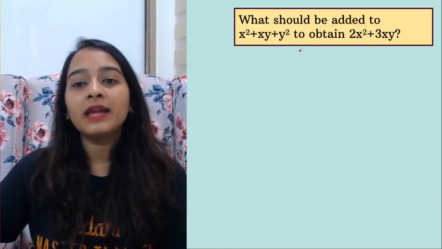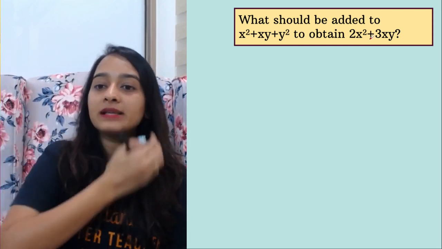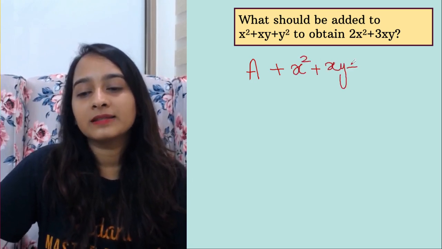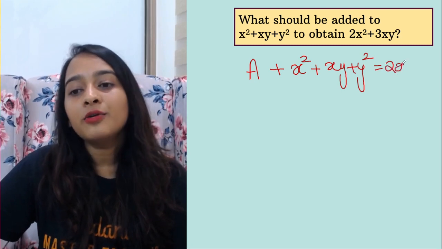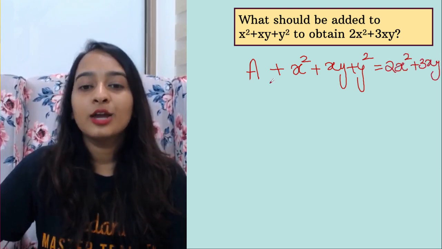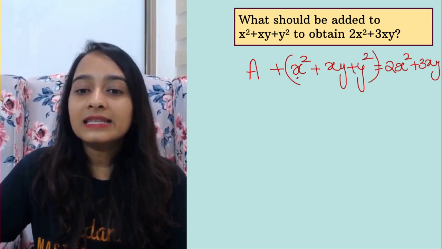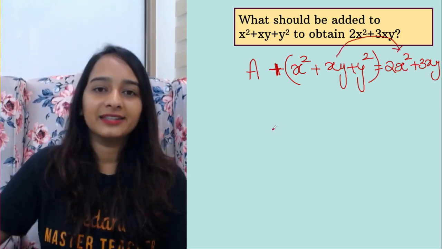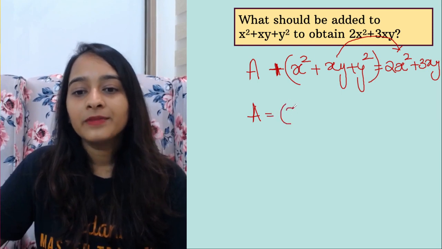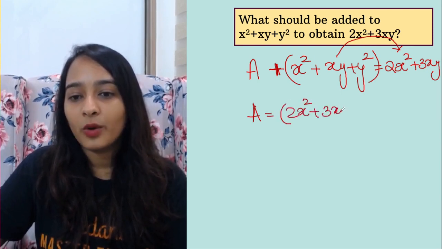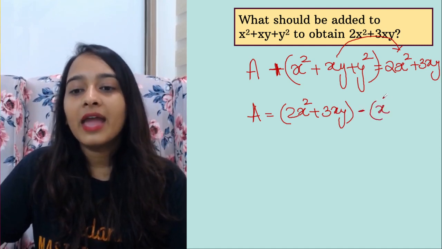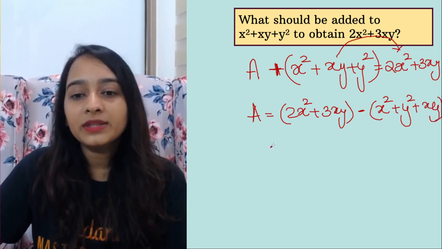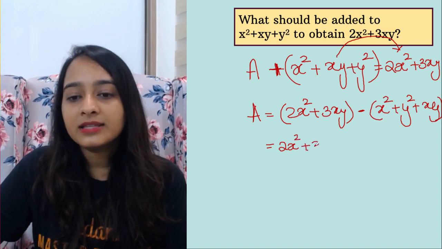Okay? What should be added to x square plus xy plus y square so that you get 2x square plus 3xy? You have to find the value of your a. That means, since it is getting added here, simple equations, you have to send this entire term to the other side. So you have a is equal to 2x square plus 3xy minus of x square plus y square plus xy. So what do we do? Open the brackets. 2x square plus 3xy.